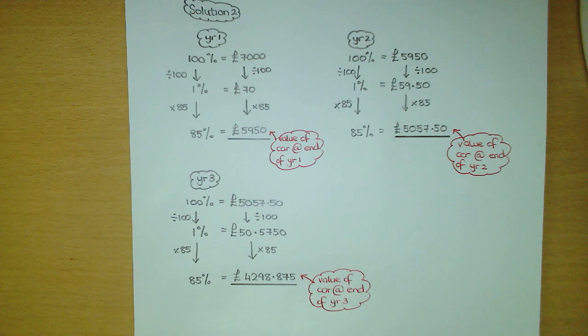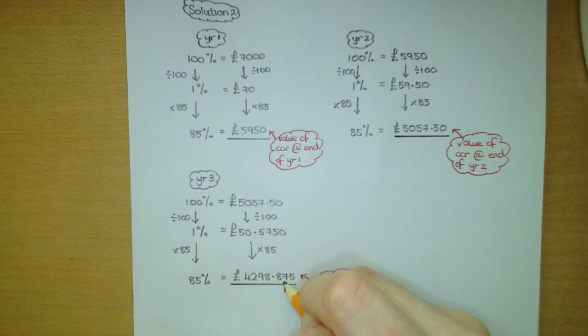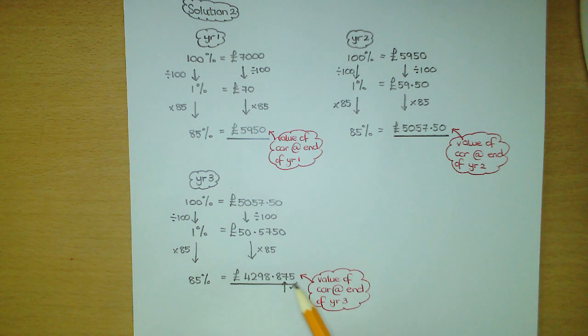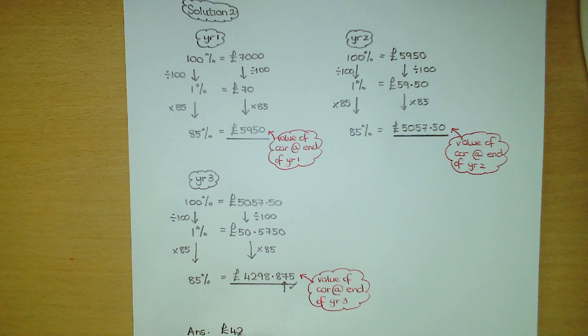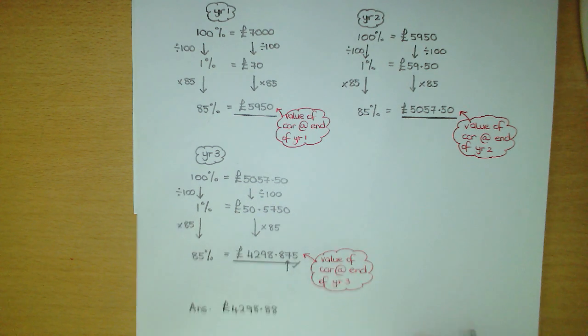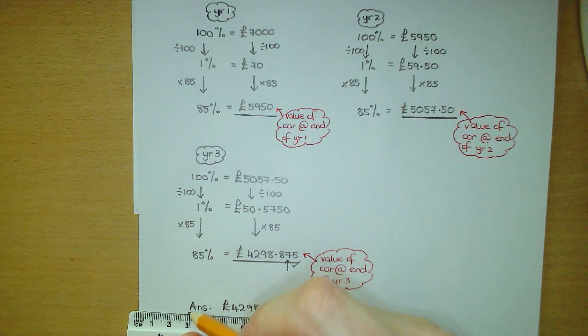Okay. So all I'm going to do now is just round the final answer because we were asked to find the value of the car at the end of year 3. So I'm going to round it to the nearest penny. So I'm going to go to the second decimal place and then look at the digit after. Digit after is 5 or more, so we're going to round up by 1. So our final answer is going to be £4,298 and 88 pence. That's what the car is worth at the end of year 3.